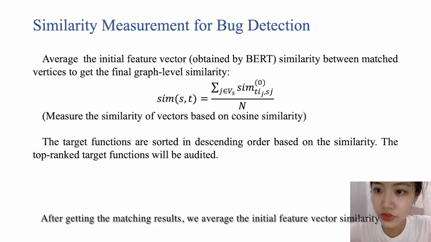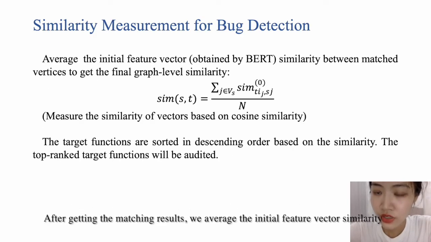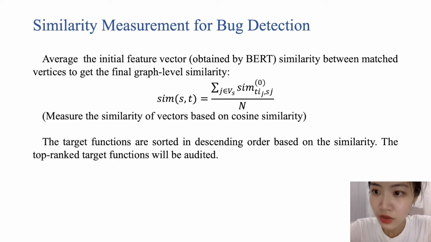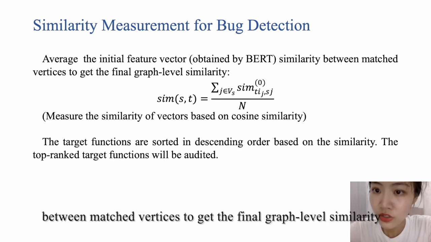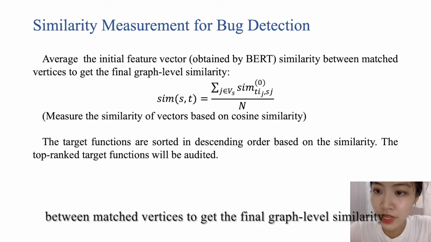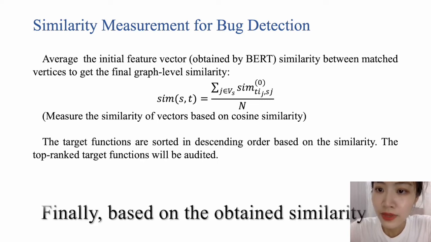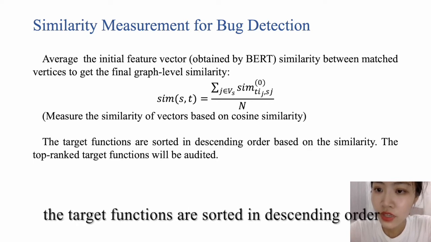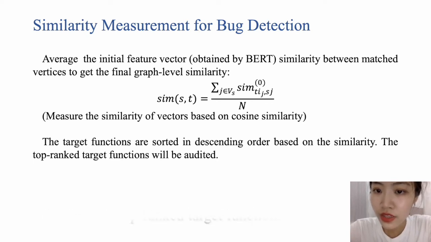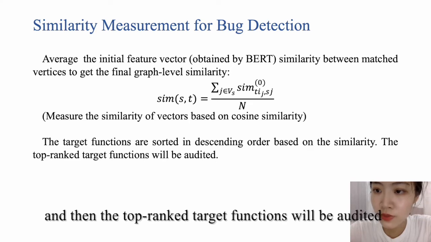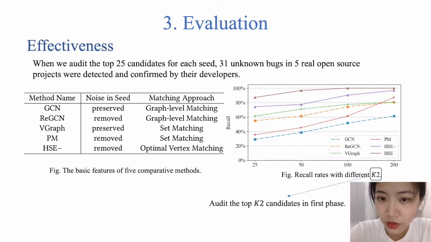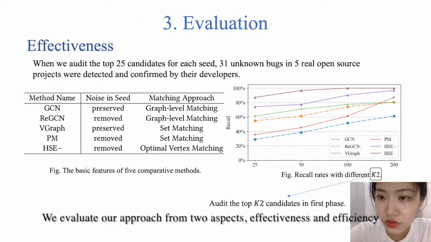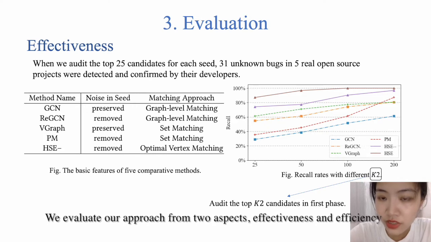After getting the matching results, we average the initial feature vector similarity between the matched vertices to get the final graph level similarity. Finally, based on the obtained similarity, the target functions are sorted in descending order, and then the top-ranked target functions will be audited. We evaluate our approach from two aspects, effectiveness and efficiency.